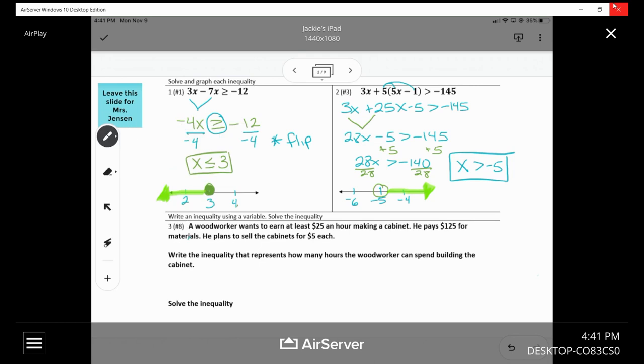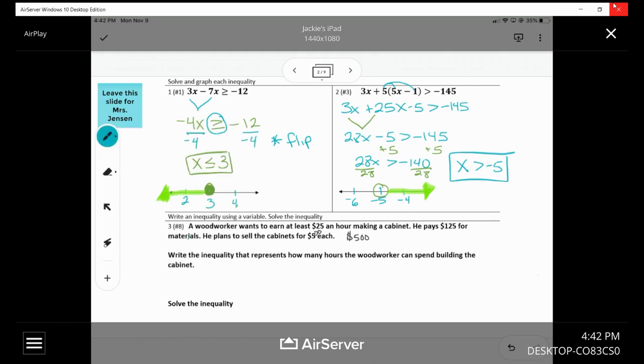There's a typo in number 3, which is number 8 on your homework. It should be, he wants to sell the cabinets for $500 each. If he was selling them for $5 each, this would certainly not be a good use of his time. So let's think about this. He wants to earn at least $25 an hour making a cabinet. He pays $125 for materials and plans to sell them for $500 each.